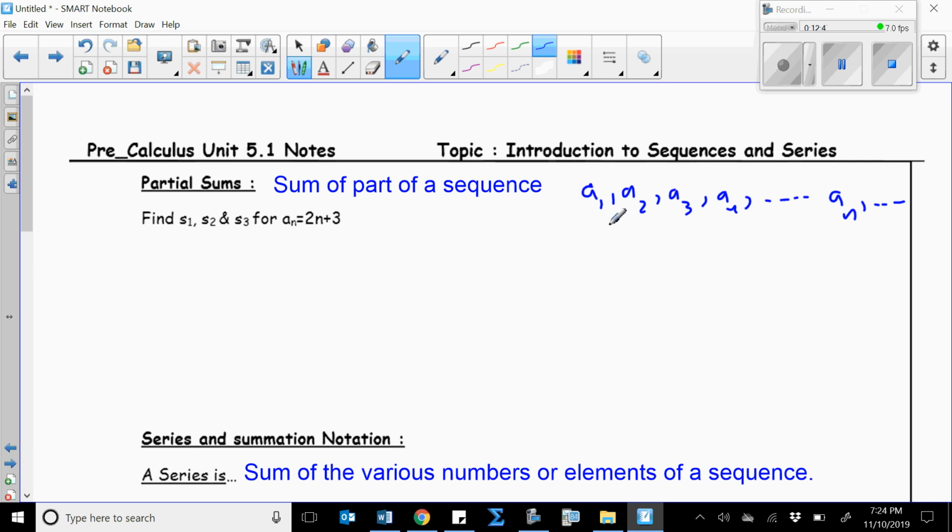Or I might ask you to find the sum of the first 10 terms, or the sum of the first 100 terms of this sequence. That is called a partial sum.